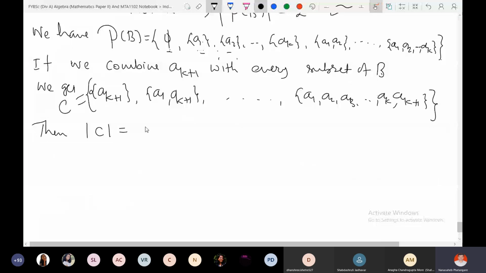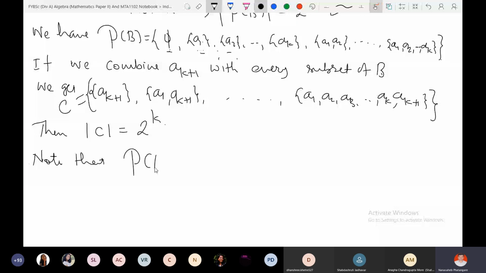So note that, what is the power set of A? The power set of A is the power set of B union C. Am I right? Because if you collect all the subsets of B and all these new sets which are in set C, and combine them together, I will get the power set of A. That means I will get all the subsets of A. Am I right? Yes, because no subset of A is missed out, right?